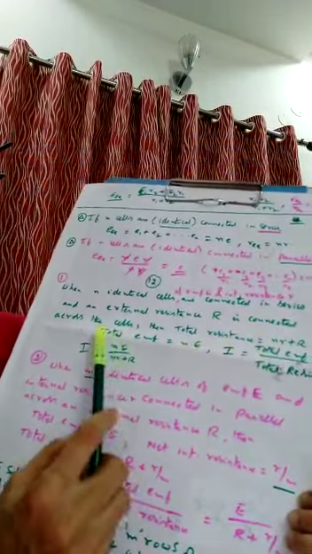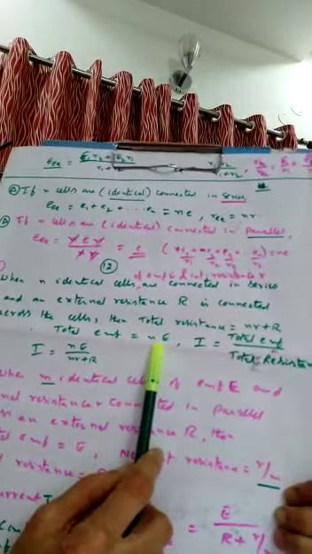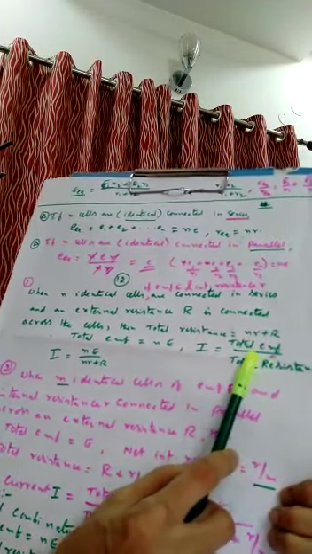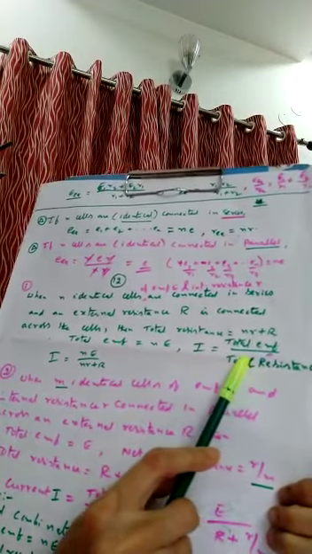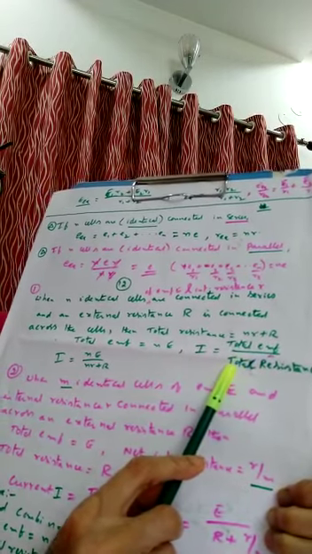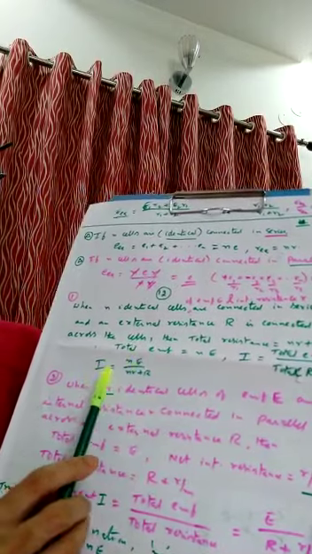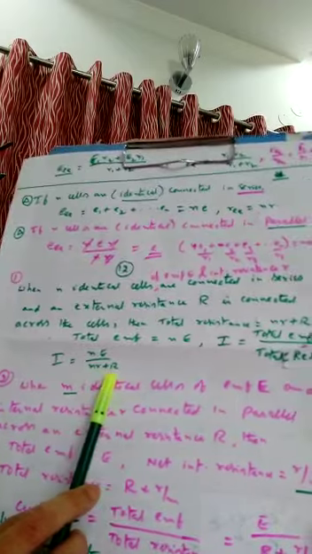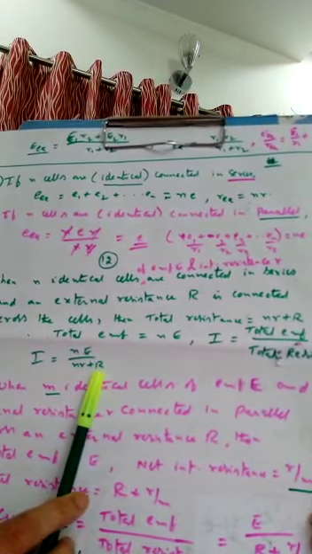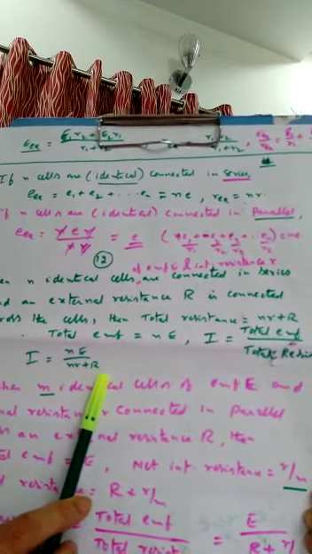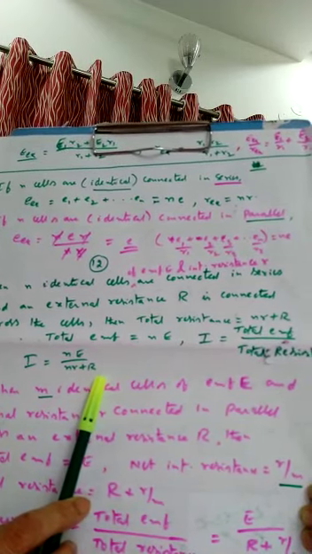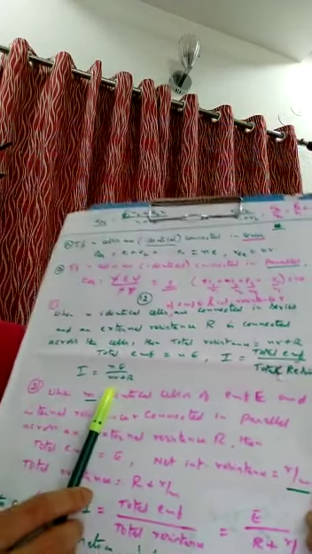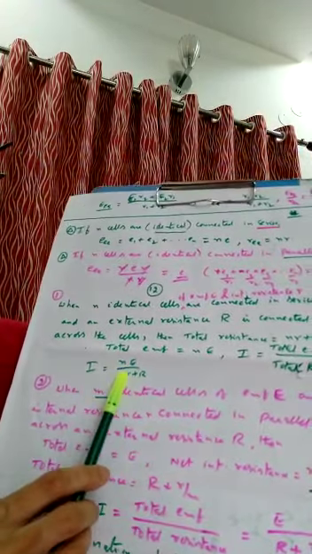And total EMF how much here? nE, we have derived already in the last episode. So what is the current formula? Current is equal to total EMF upon total resistance. So I is equal to nE upon nr plus capital R. This is the current flowing through the network, if n cells are connected in series and across that combination capital R external resistance is connected. nE upon nr plus R.